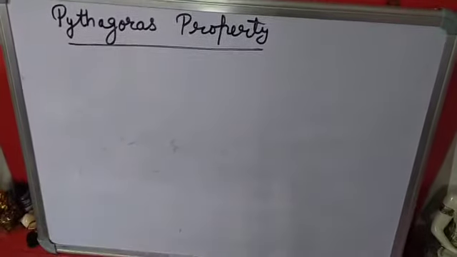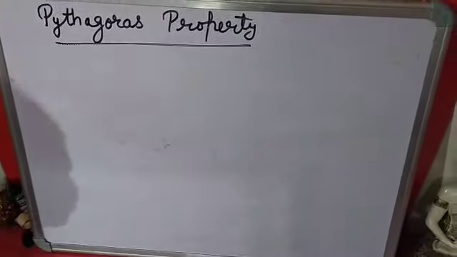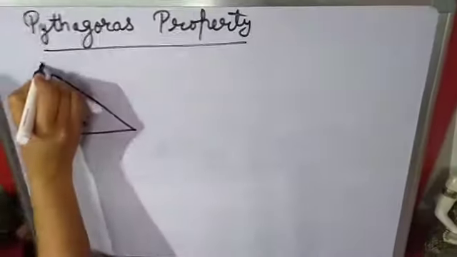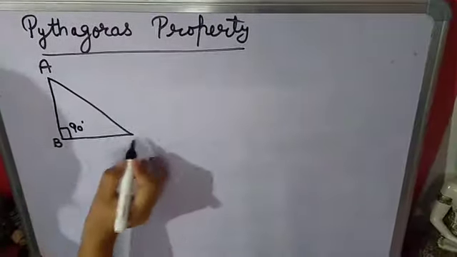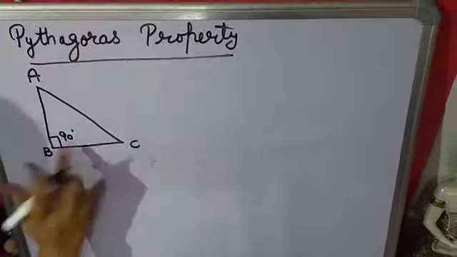Yes, class. Now we are starting a new exercise, exercise 6.5. In this exercise, we will read about Pythagoras property. Okay. So we use Pythagoras property only in a right angled triangle. You know about the right angle triangle. Right angle triangle means one angle is of 90 degree. So this is the right angle triangle ABC. At B there is a 90 degree angle.